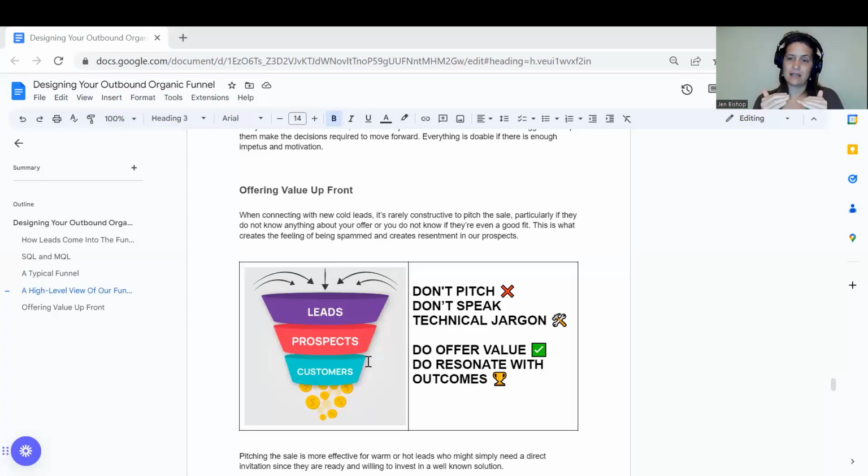And as we take them through the funnel, we can get them to a point where we can pitch them. We can just make them an offer. But at that time, the offer will make sense and they will be excited and grateful to receive the offer. So we just want to do things in the right order, basically.